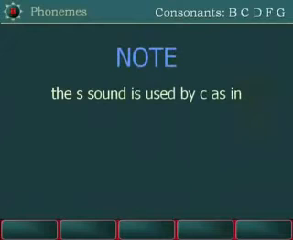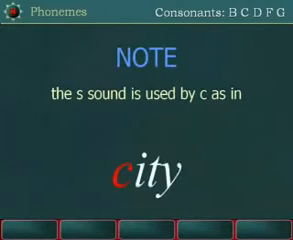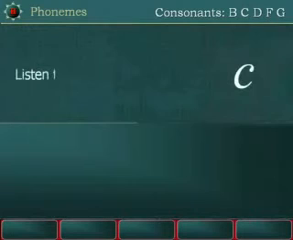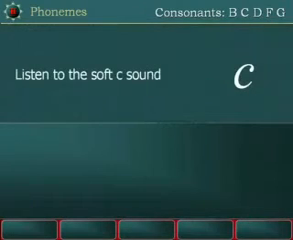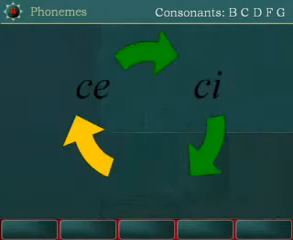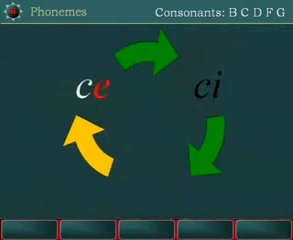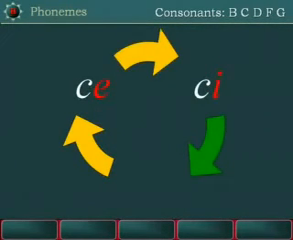Note that the S sound is used by C as in city. Listen to the soft C sound. Se, si.